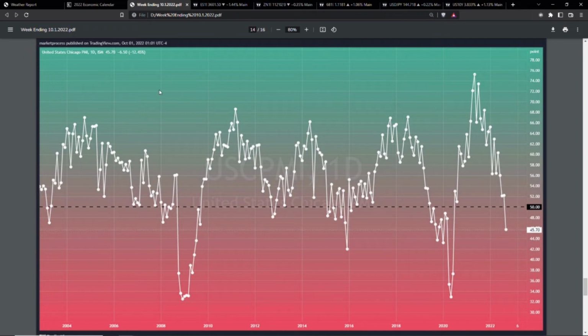I mean, even though this doesn't trade, but you get my point. We're not overextended to the downside here just yet. So again, not extremely like, oh my God, the world's ending.